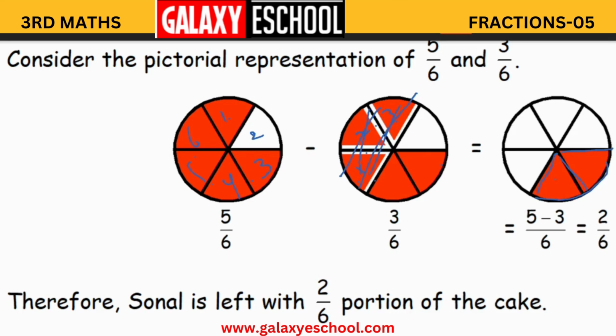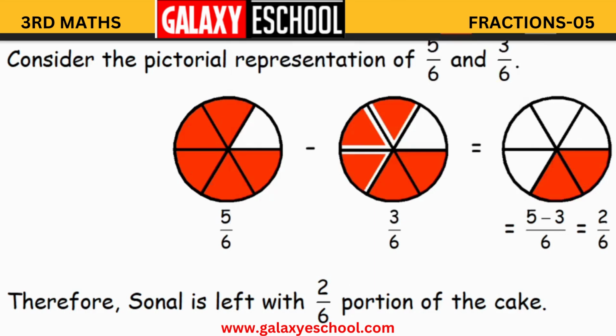2 portions out of what, children? Out of 1, 2, 3, 4, 5 and 6. We are left with only 2 portions out of the total 6 portions. Therefore Sonal is left with 2 by 6 portion of the cake. 2 is the number of pieces she has. 6 is the number of portions the cake was divided into.